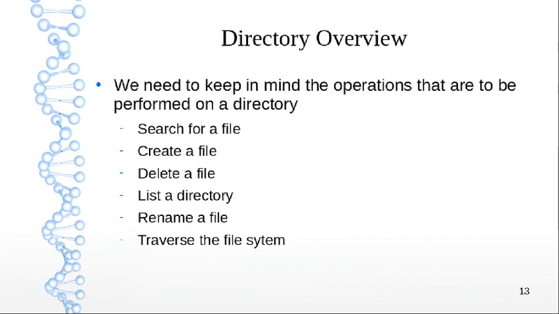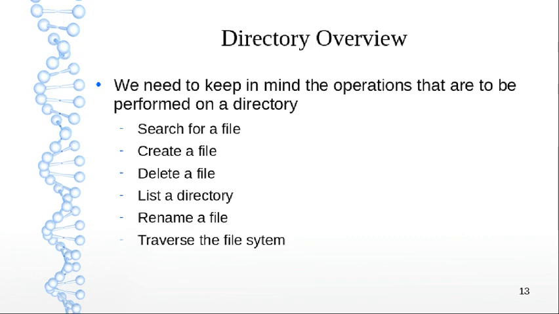The next one is create a file. New files need to be created and added to the directory. Next, we have delete a file, referring to a file that is no longer needed. The fourth one is list directory. We need to be able to list the files in the directory and the contents of the directory entry for each file in the list. The fifth one is rename a file. Next, we have traverse the file system. We may wish to access every directory and every file within the directory structure. For reliability, it is a good idea to save the contents and structure of the entire file system.